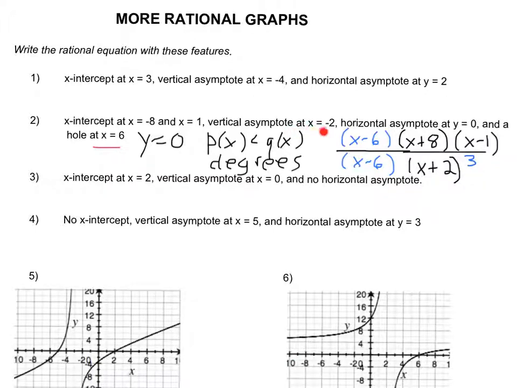I still have the vertical asymptote at x equals -2. Now I have a horizontal asymptote at y equals 0. The degree on the top is 3. The degree on the bottom is 4. And I've got a hole at x equals 6.